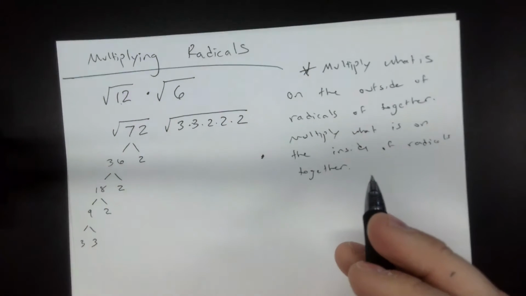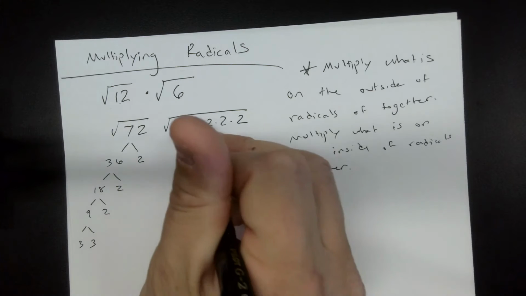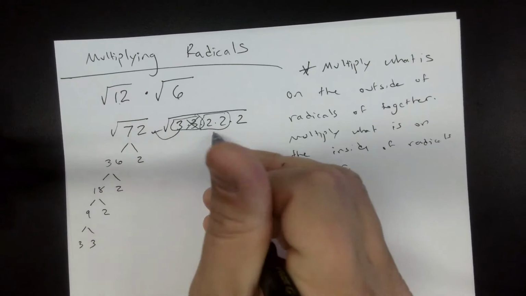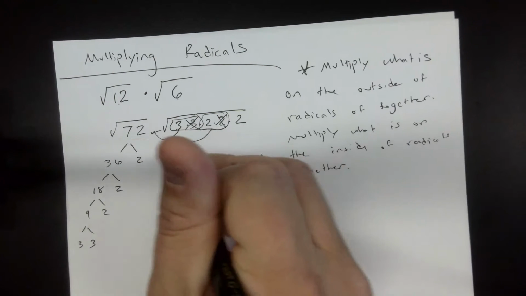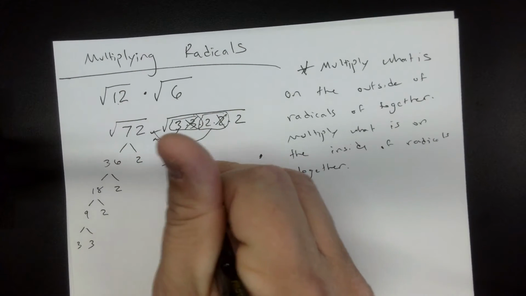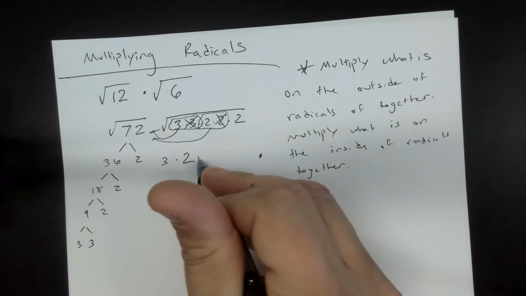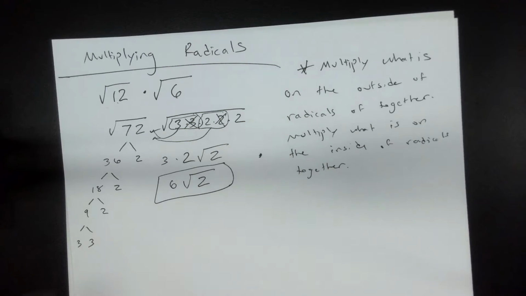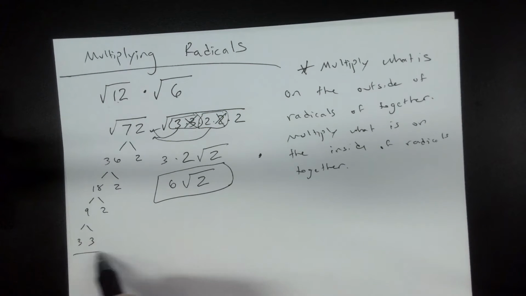Okay, Braxton, do we have any pairs? A 3 and a 2. So we're going to cross one of the 3's out, bring the other one outside. Cross one of the 2's out, bring the other one outside. So on the outside, we're going to have 3 times 2 with the square root of 2, or 6 square root of 2 is going to be your solution. So if you multiply square root of 12 times the square root of 6, you end up with 6 square root of 2, correct? Okay, try this one on your own.